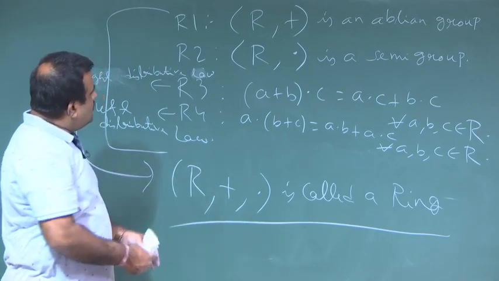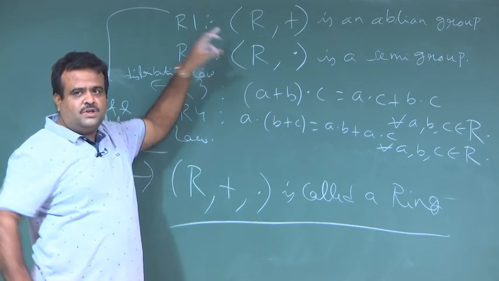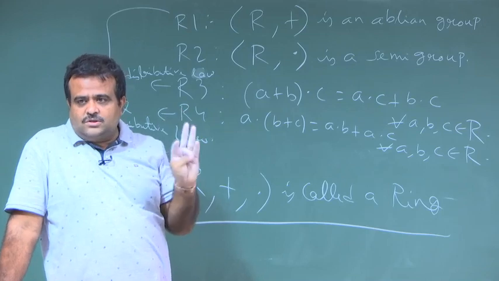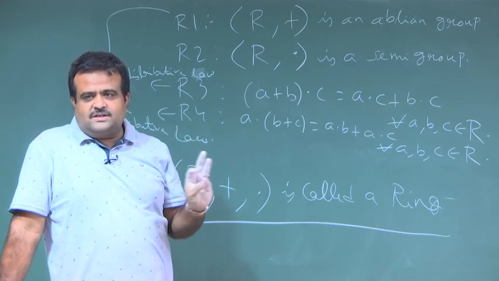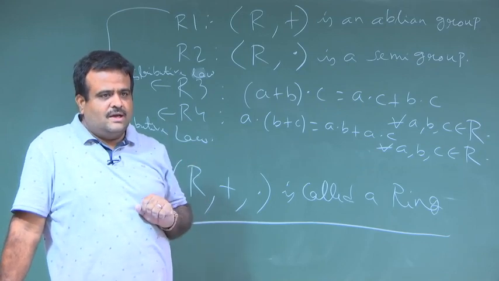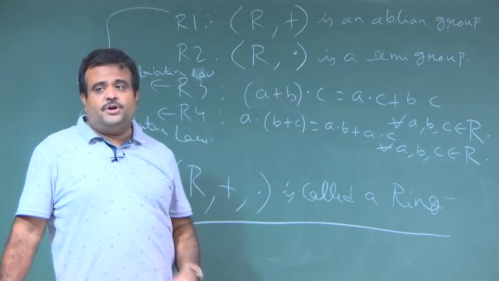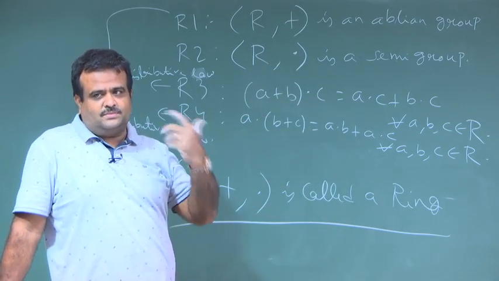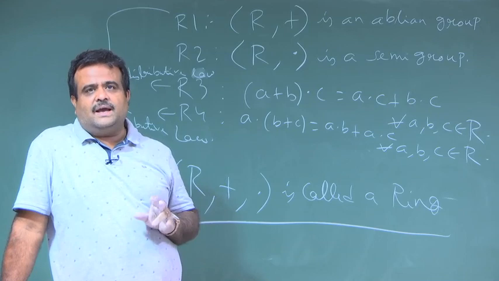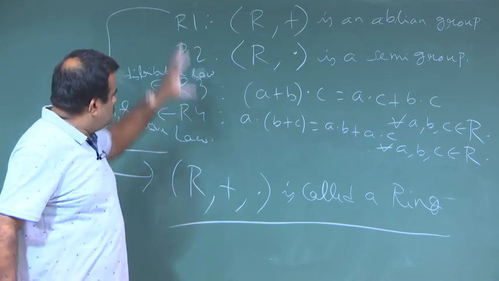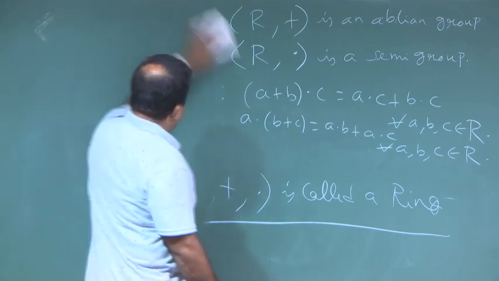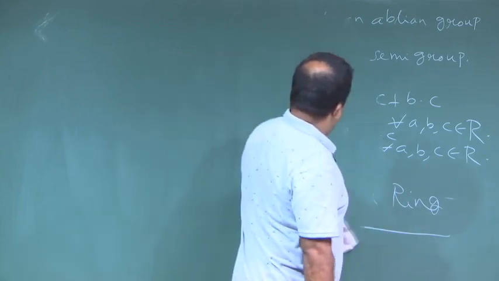Now, these also have some properties. An abelian group means it must follow 5 properties. If you recall, every group has 4 properties: closure, associativity, existence of identity, and existence of inverse of each element. Along with that, for an abelian group, a commutative group, plus must be commutative. And a semigroup means it has 2 properties, closure and associativity. So if you write the details of these properties, how many will we get? 8. Let us just write those.